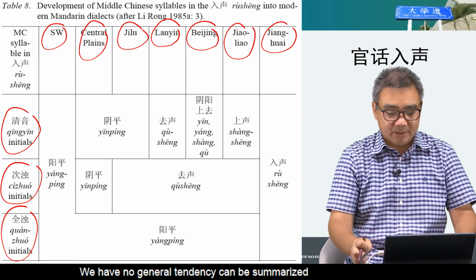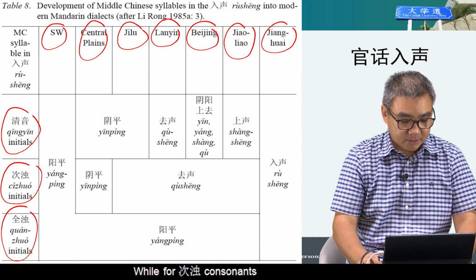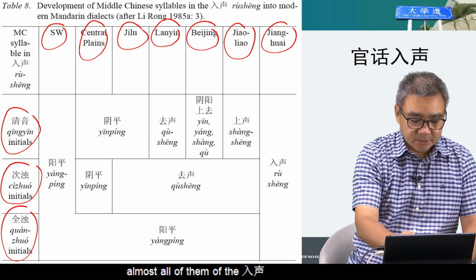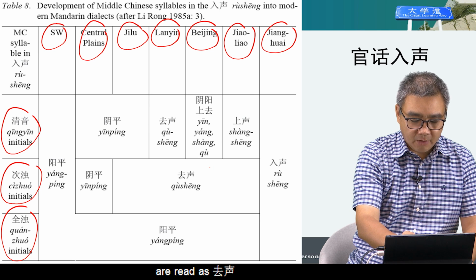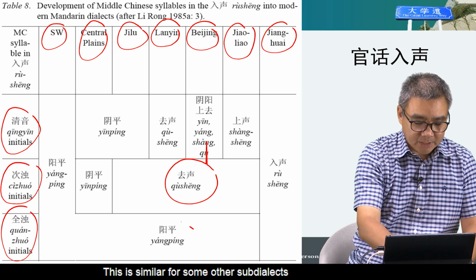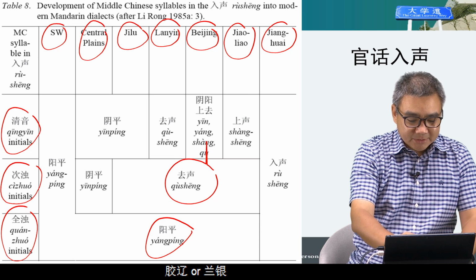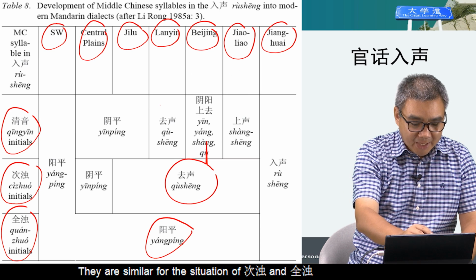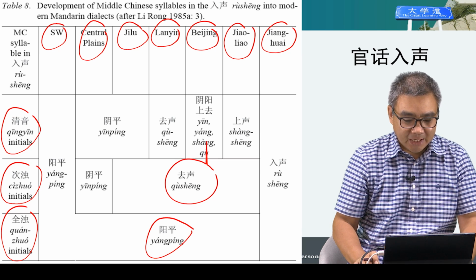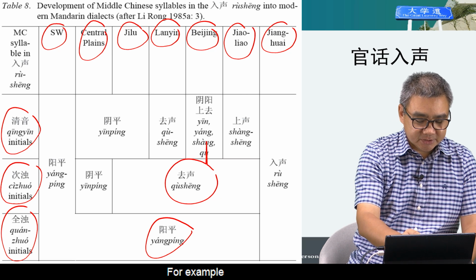Sometimes can be randomly classified. We have no general tendency can be summarized. While for 次浊 consonant, almost all of them of the 入声 read as a 去声. For 全浊 阳平. This is similar for some other subdialect. For example, 交辽 or 兰银, they are similar for the situation of 次浊 and 全浊 with Beijing dialect, while for others, there are some different tendencies.